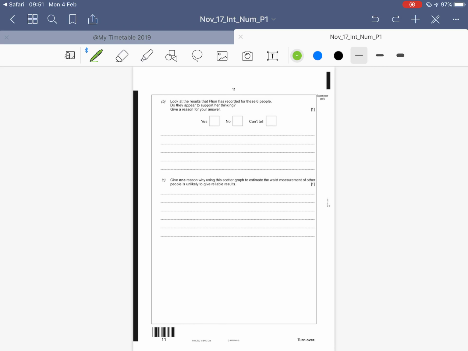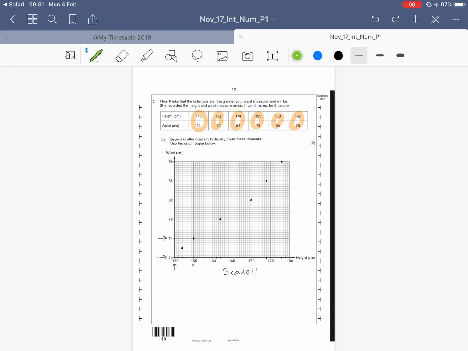Let's have a look at the results that Fiona's recorded for these 6 people. Do they appear to support her thinking? So her thinking was that the taller you are, the greater your wrist measurement. And yes, the positive correlation that we have in this diagram would lead us to believe that the taller you are, as your height increases, so does your wrist measurement.